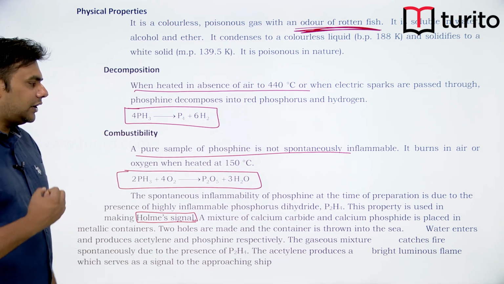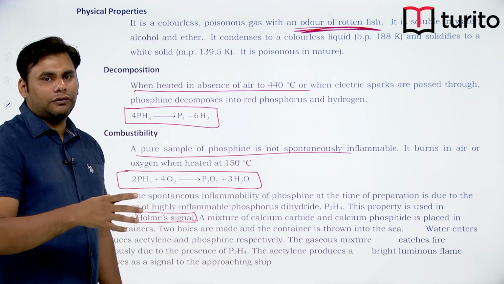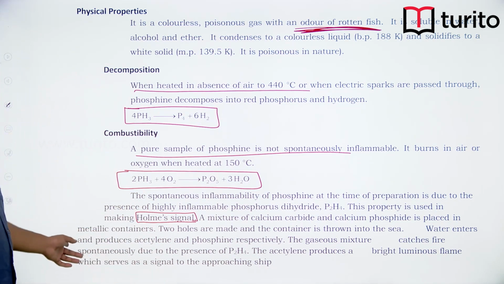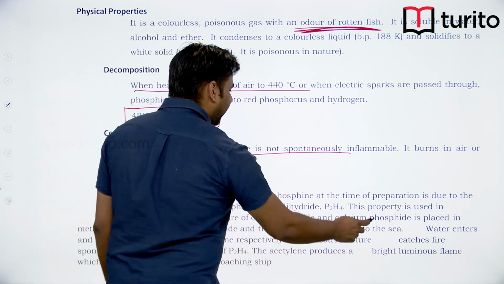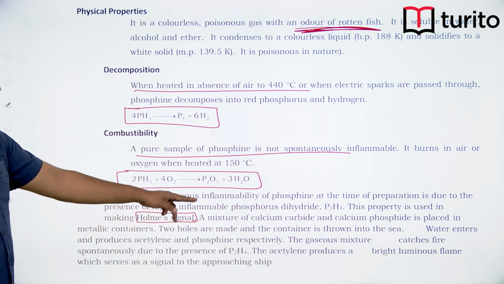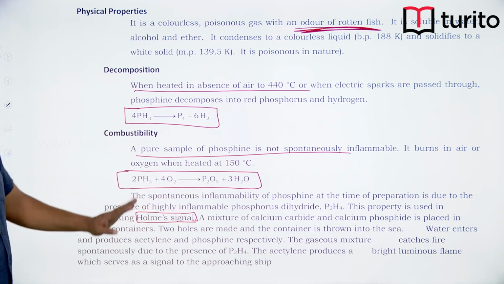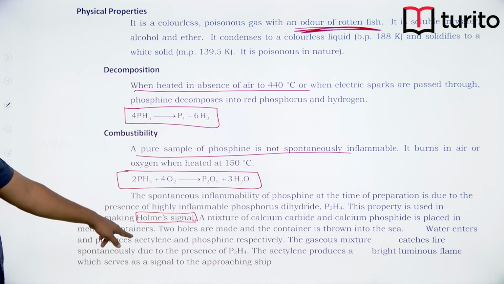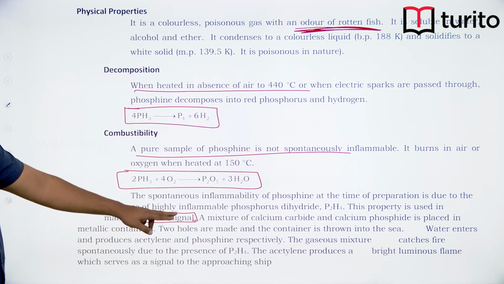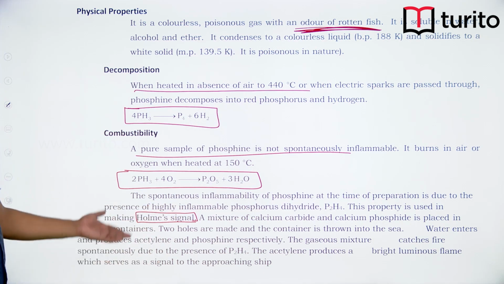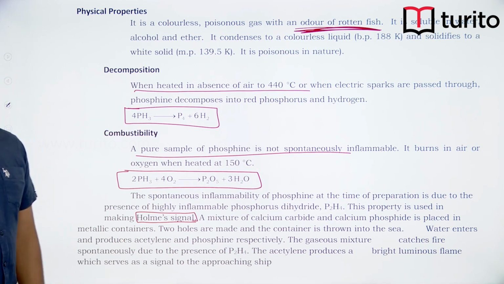Now the phosphide which is also present reacts with water and forms phosphine. So a mixture of calcium carbide and calcium phosphide is placed in a metallic container, two holes are made, and the container is thrown in the sea. Water enters and produces acetylene and phosphine. The gas mixture catches fire spontaneously due to the presence of P2H4. The acetylene produces a bright luminous flame which serves as a signal to the approaching ship.